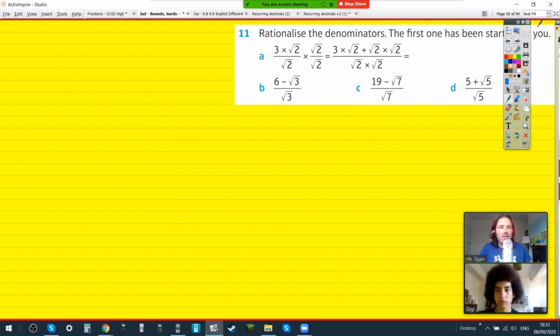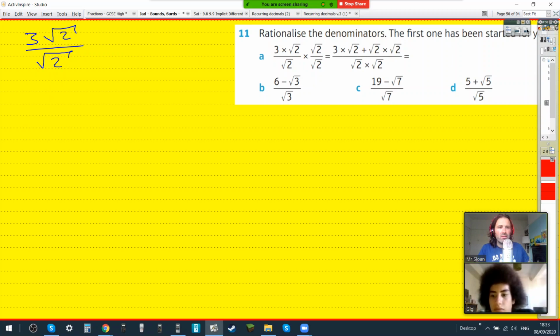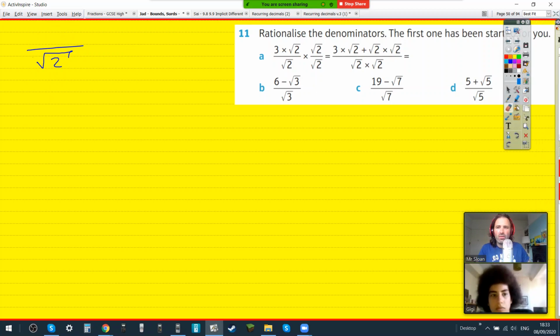What is this? Rationalize the denominator. The first one has been started for you. You just have to finish it. Or you can, if you're comfortable, we can just start it like that, and you can go from there. 3 root 2 over root 2. Hang on. There's a typo. That's bad. They wrote down 3 times root 2. They mean 3 plus root 2. Oh, alright.